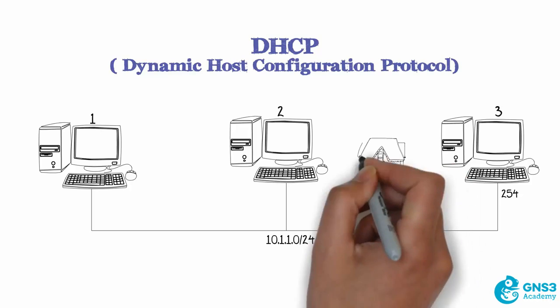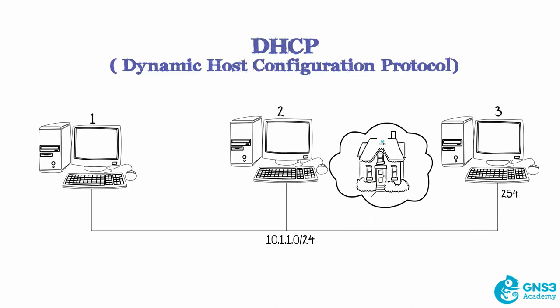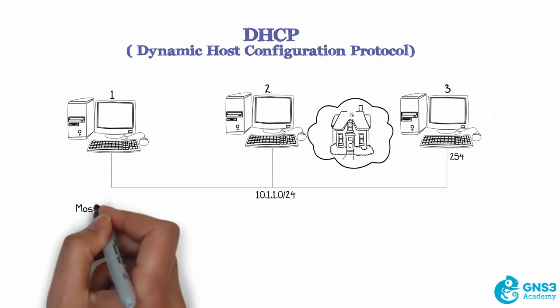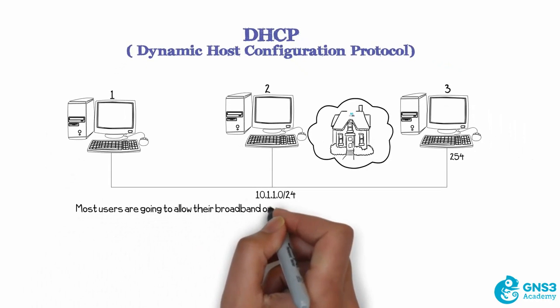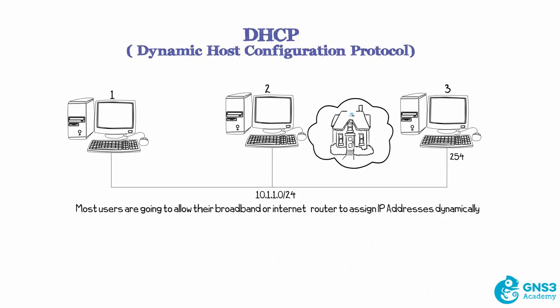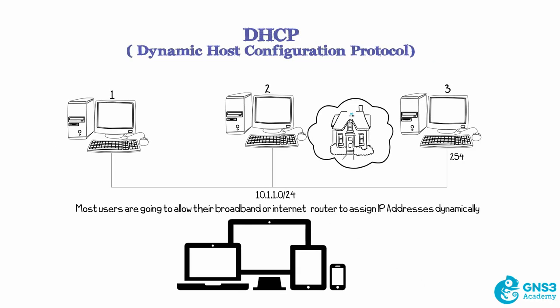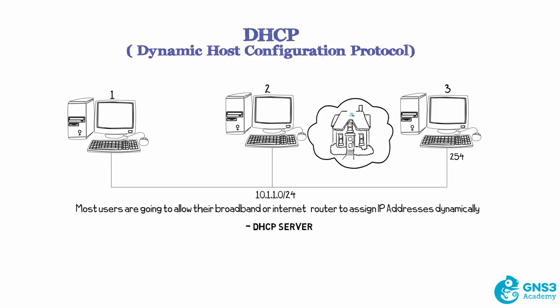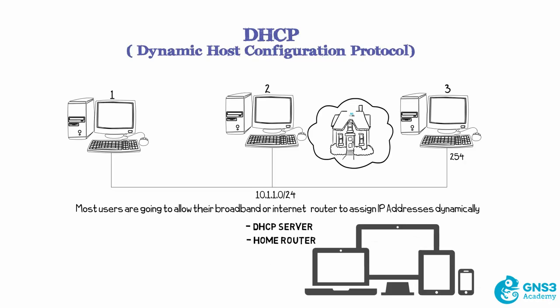Think of your network at home. Would you manually configure your IP addresses at home? Typically not. Most users are going to allow their broadband or internet router to assign IP addresses dynamically to their PCs, laptops, iPads, iPhones, Android phones, and various other devices that you find at home. It's a lot more work, and it's a lot more time-consuming to manually configure IP addresses on 200 devices. It's a lot easier to configure a DHCP server or configure your home router to dynamically allocate IP addresses to PCs, phones, and other devices.